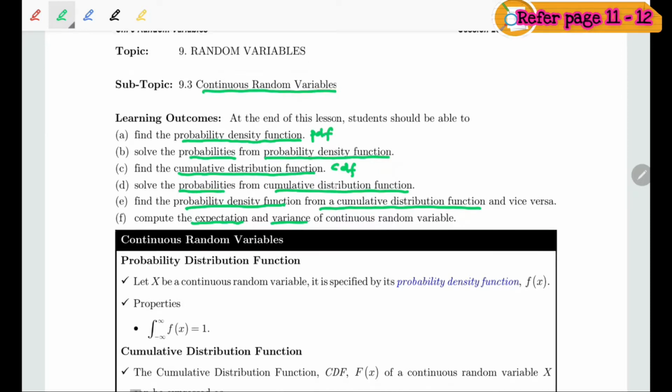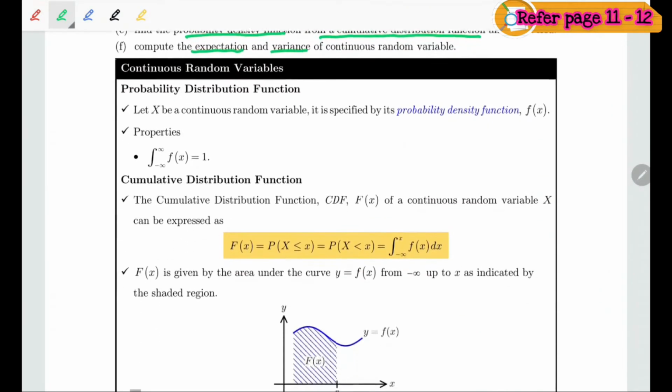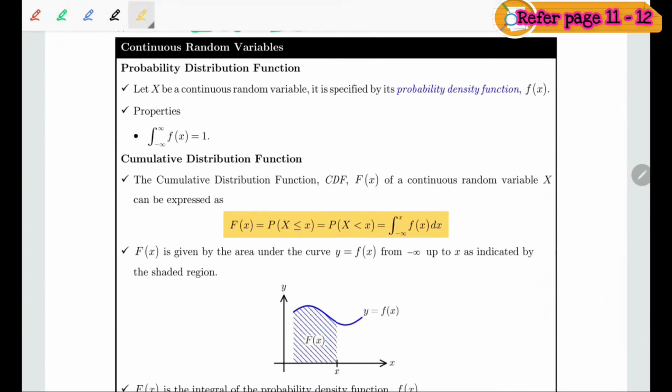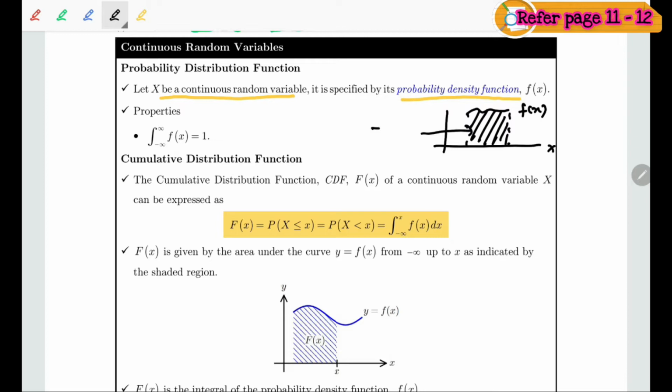So I'm going to introduce the continuous random variable. For the probability distribution function, let x be a continuous random variable. It is specified by a probability density function. The probability density function for the continuous case can be represented using a curve. It can be represented by the area bounded by the curve of f(x) above the x-axis. So the total area for the continuous random variable must be equal to 1.